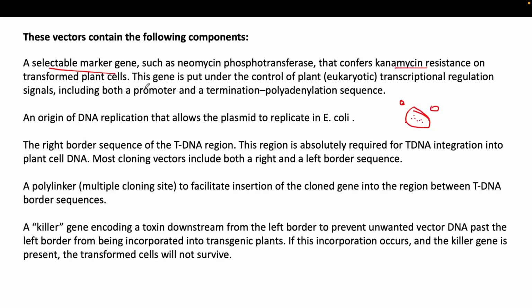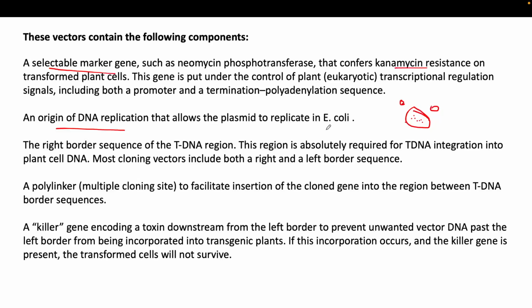Okay, so this gene is put under the control of transcriptional regulation signals, including both promoter and termination site. Another thing you require is an origin of replication when you want to clone in the E. coli system, which is a very preferable system in the labs.